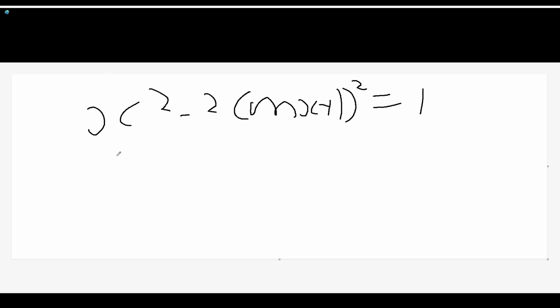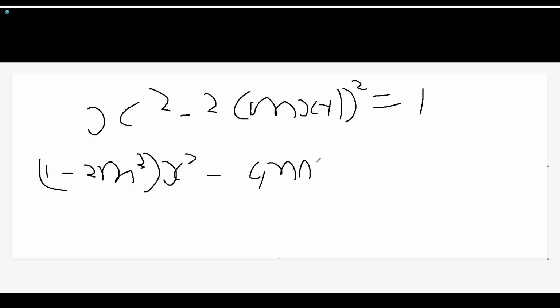Okay, and then we're going to expand into this horrible thing, which is going to be 1 minus 2m squared x squared, right? Because what we've done is taken 1 minus 2m squared out of this and this, right? Minus 4mx, because minus 2 times the square here, minus 3, and put that equal to 0. Right? And now we've got the completed simultaneous equation for those two lines.